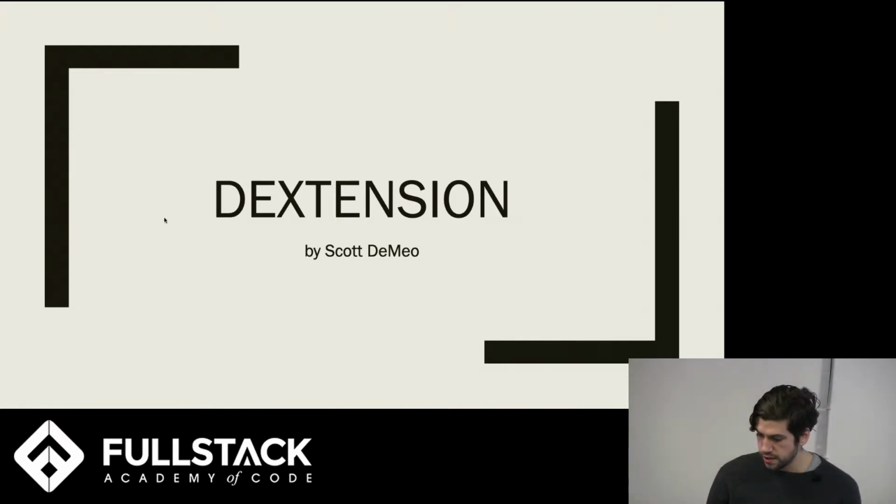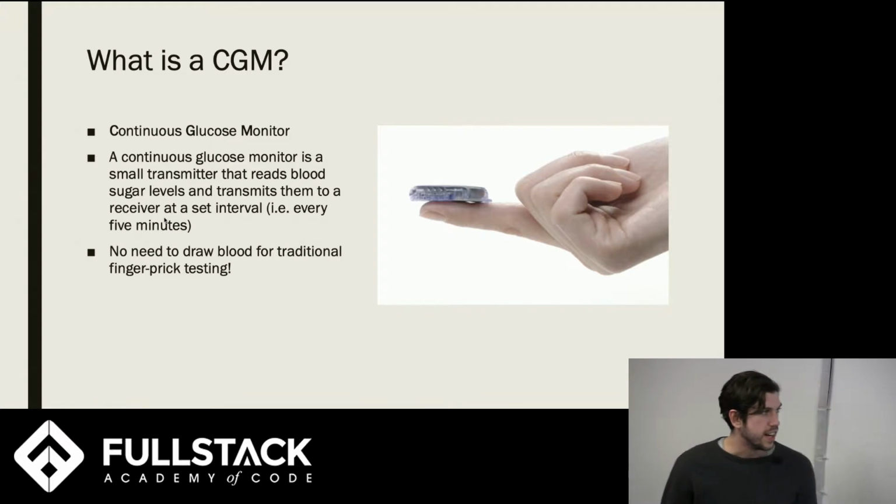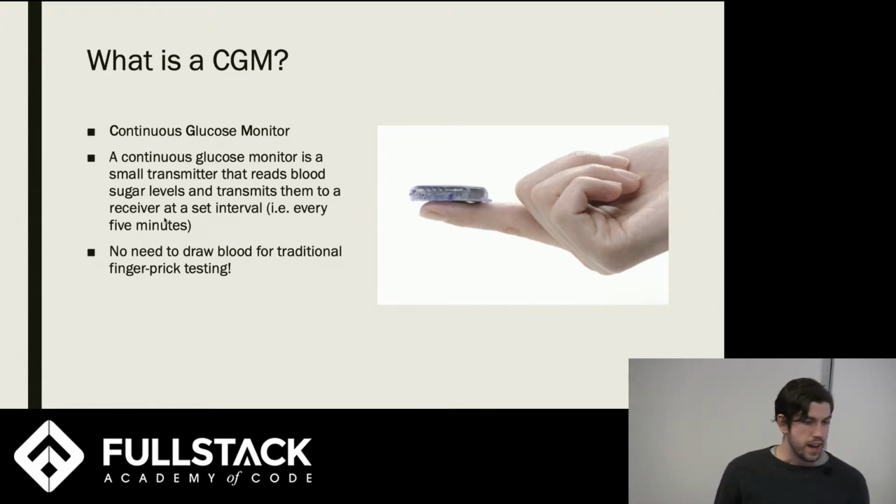All right. So a little bit of context before we begin. What is a CGM? It's basically just a small device that reads your blood sugar levels constantly, transmitting them to a receiver at some set interval, usually something like 5 minutes. This is life-changing for diabetics. It was life-changing for me because it eliminates the need to draw blood every time you want to check your blood sugar. This thing just does it in the background.